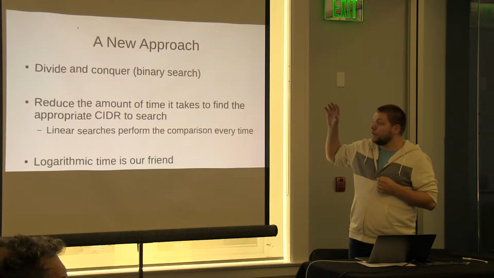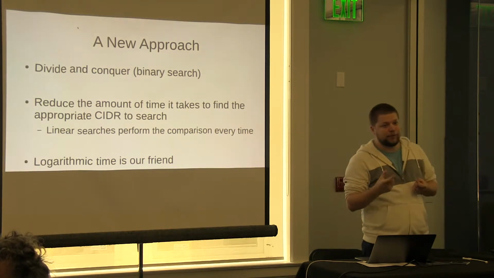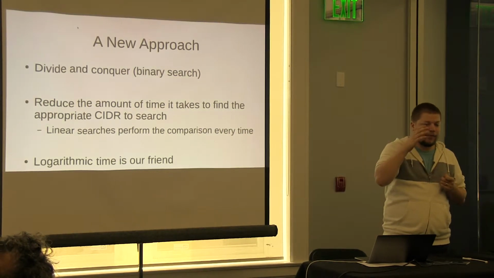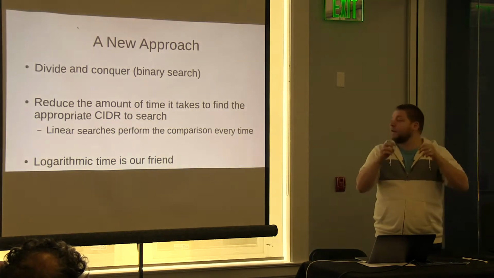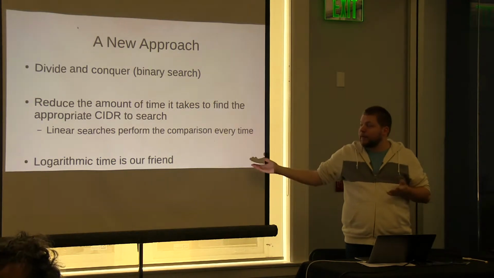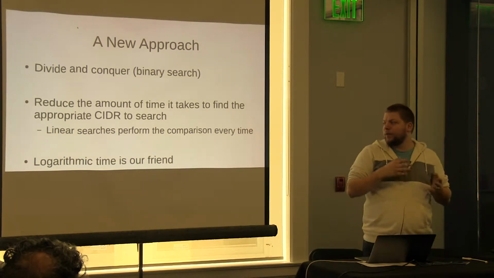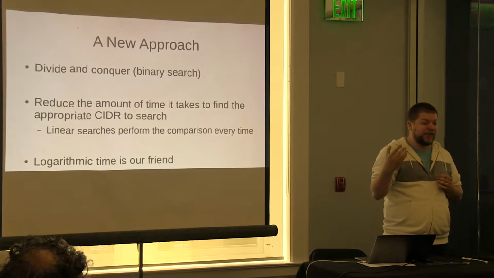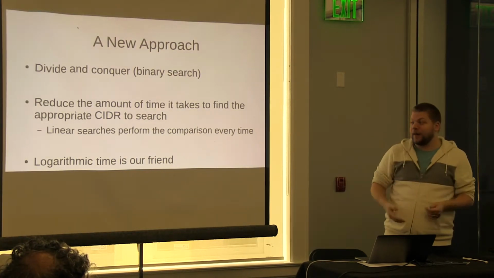What we wanted to focus on was reducing the amount of time that it took to find the right CIDR block that we wanted to match. Rather than examining every single CIDR block, we wanted to find a way to minimize the time that it took to match one CIDR, finding the correct CIDR, as it were. And it turns out that doing a binary search, logarithmic time is our friend. I think this slide got cut off, but in the case of like 40,000 iterations, log 2 of 40,000 is like 13. So imagine doing something 13 times instead of 40,000 times. It's going to be a lot faster.